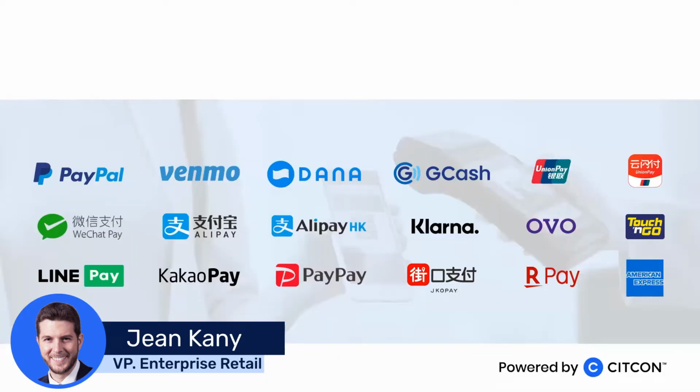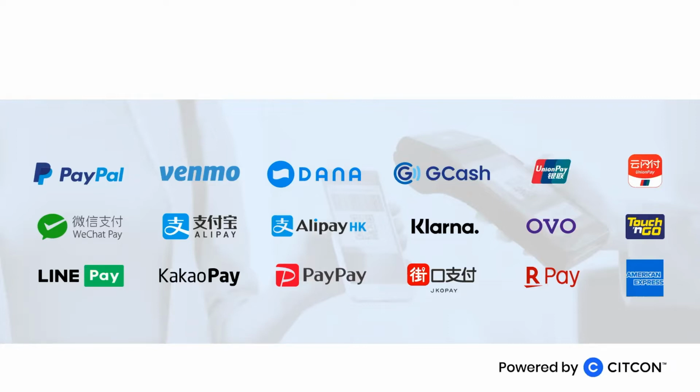So let's go directly into the topic. Citcon is the most trusted QR payment provider in North America, already providing QR wallet acceptance capabilities to thousands of merchants who wanted to accept Venmo, PayPal, WeChat Pay, Alipay, Union Pay, installment wallets, crypto wallets, and other mobile wallets in their stores, on their websites, or for remote payments, for example.